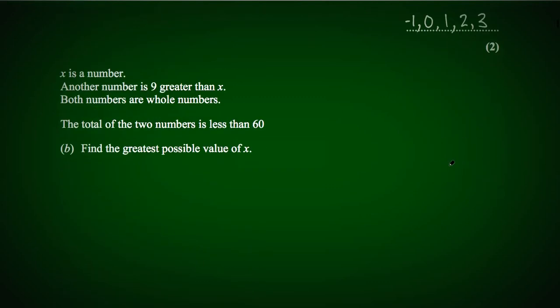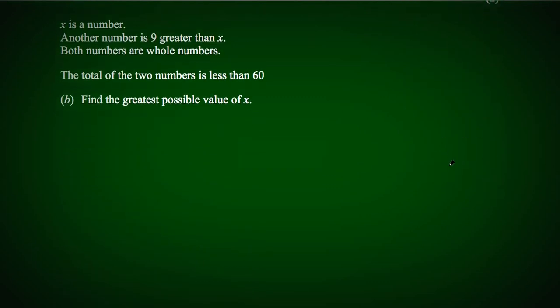Part B, x is a number. Another number is 9 greater than x. Both numbers are whole numbers. The total of the two numbers is less than 60. Find the greatest possible value of x. So x is a number. Another number is 9 greater than x. That's x plus 9. Both numbers are whole numbers. The total of the two numbers is less than 60. x plus x plus 9 is less than 60.